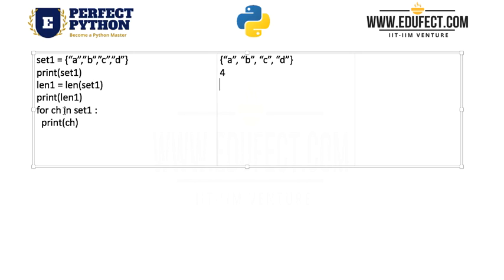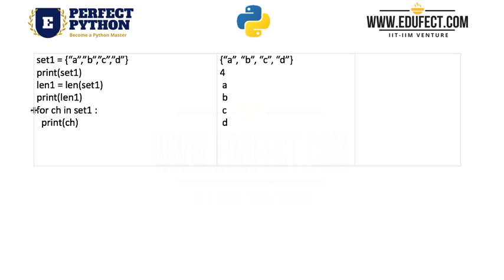Then we are saying for ch in set1. This will iterate through all the elements of set1. Print ch. So what will start getting printed on the screen is a, then b, then c, and then d. This is the way we can iterate or go through all the elements of a set. So for ch in set1, we can then print that ch, or we can do anything with it. So here we have learned how to iterate through all the elements of a set.